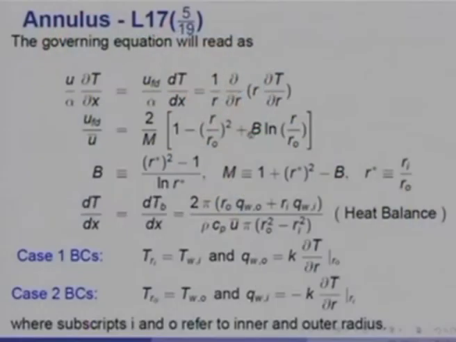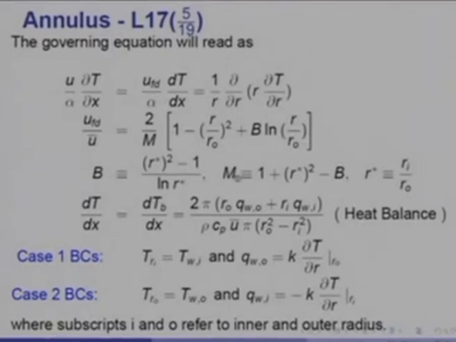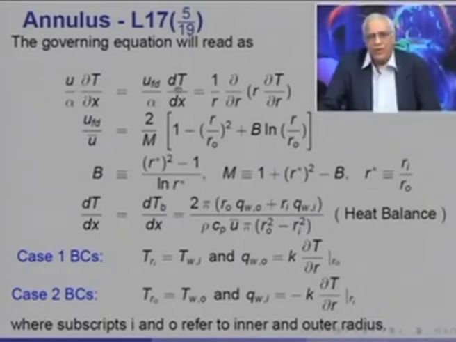So, let us look at, you will recall from our earlier analysis that fully developed velocity profile is given as 2 by m into 1 minus r by r o square plus b ln r by r o, which has a logarithmic term in it, and b itself is this, m is this, and r star is r I by r o, the radius ratio of the annulus. The equation proper, of course, remains the same. It does not change at all.